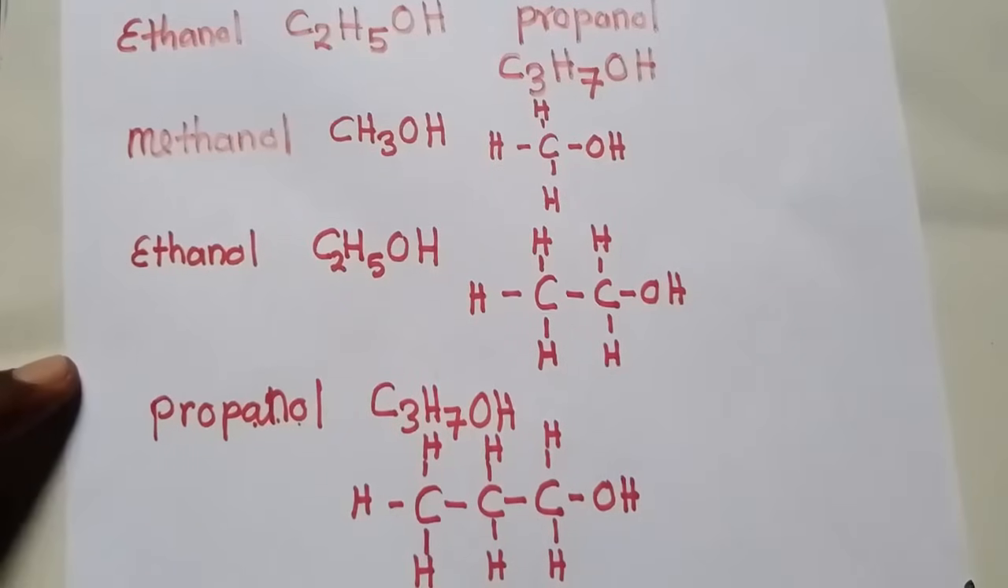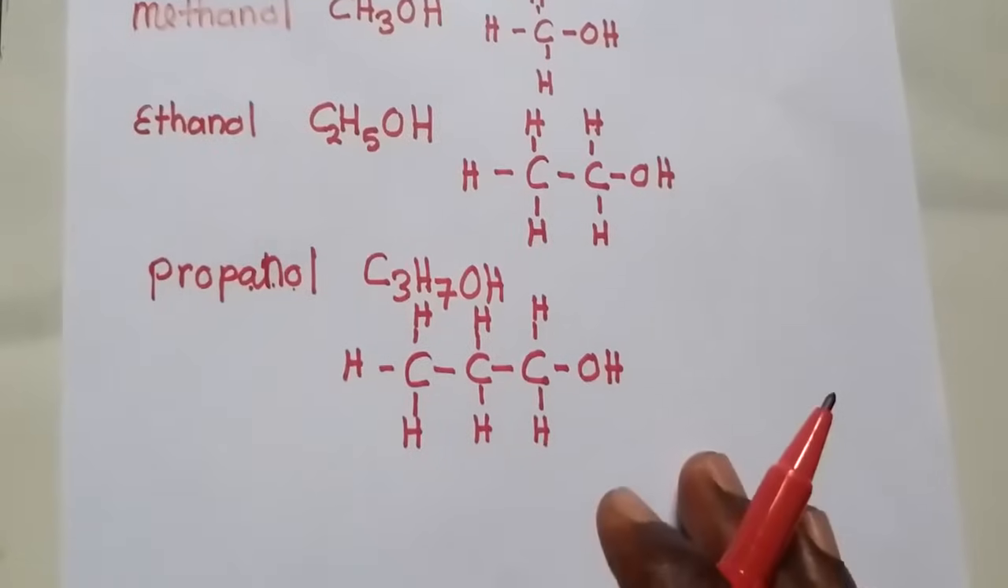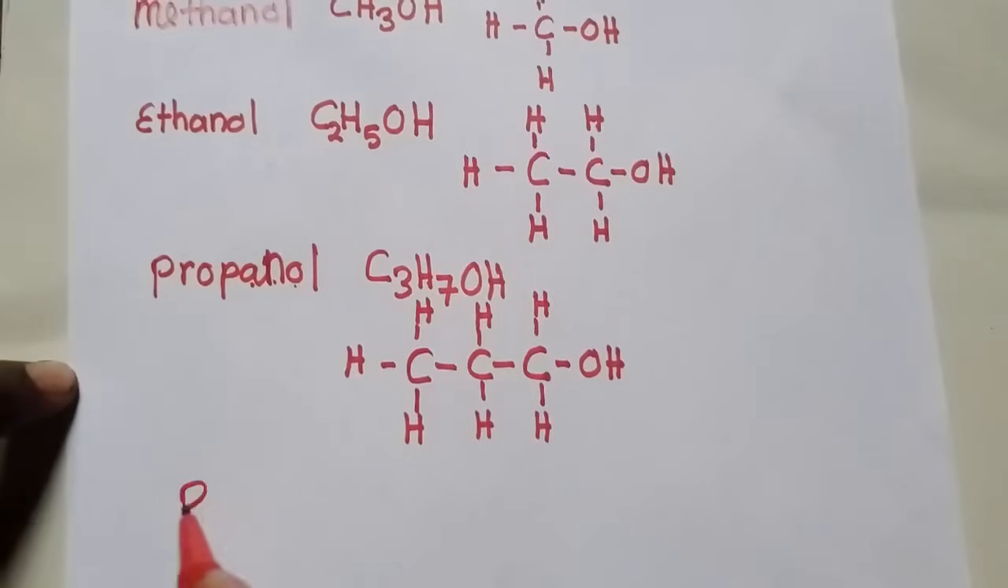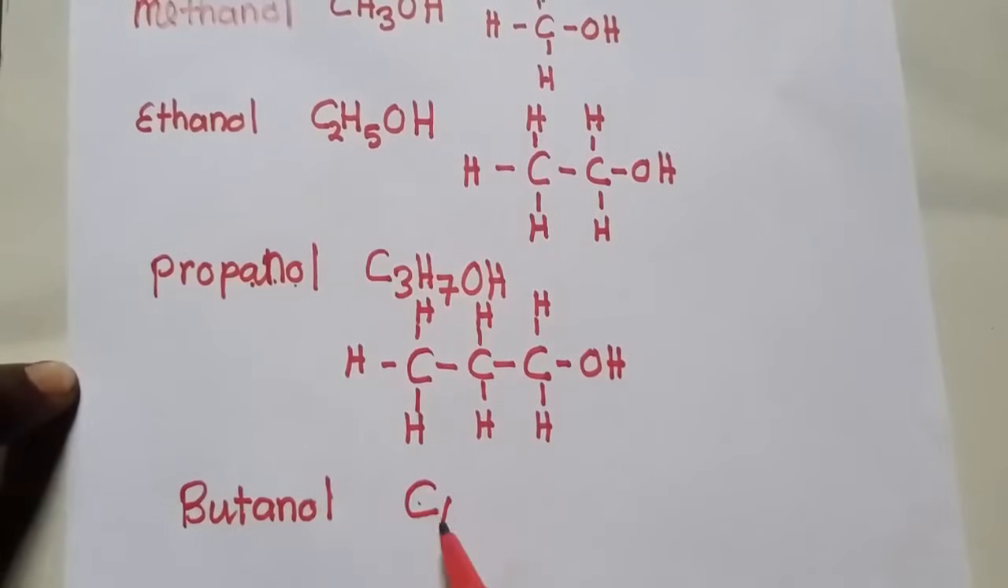So this is how you get to write these chemical formulas and structural formulas. We can go further. We can write butanol if you want. So butanol, this is your work. You're going to write this one. Butanol is on the fourth position, which means carbon, how many? Carbon 4. Then I say H.